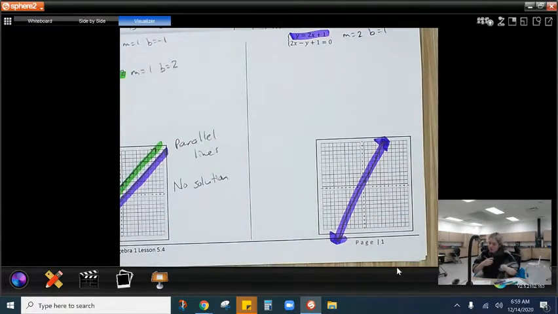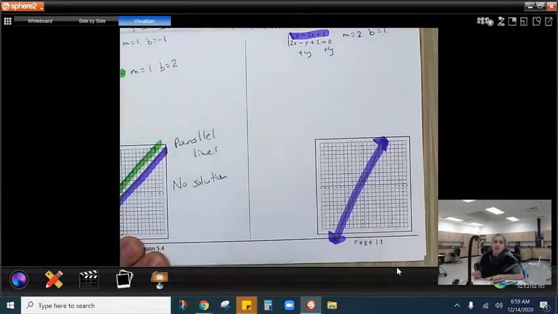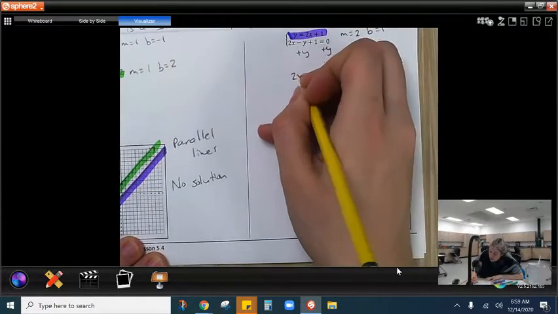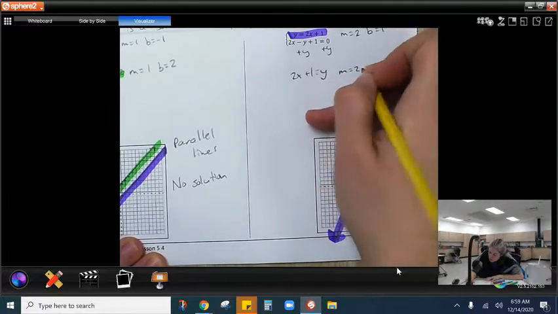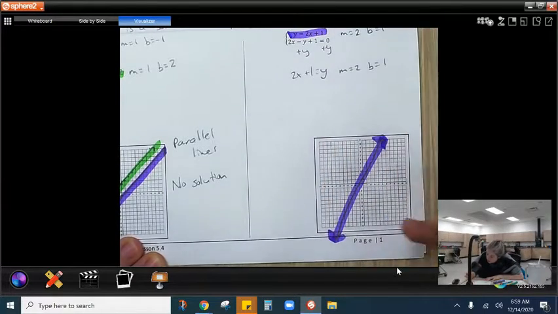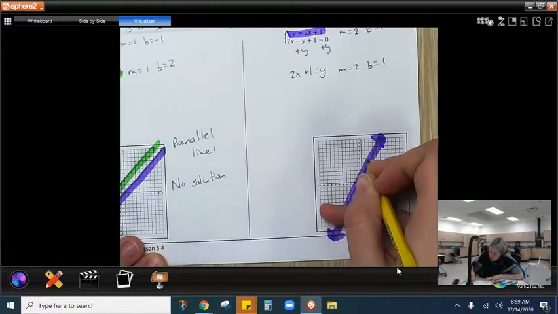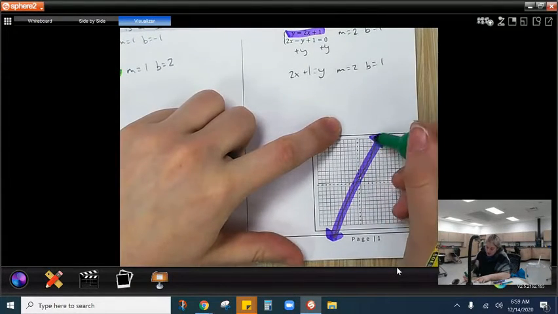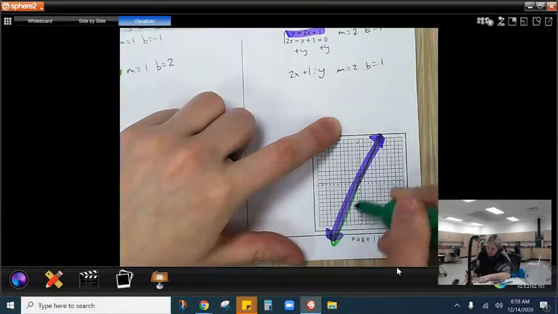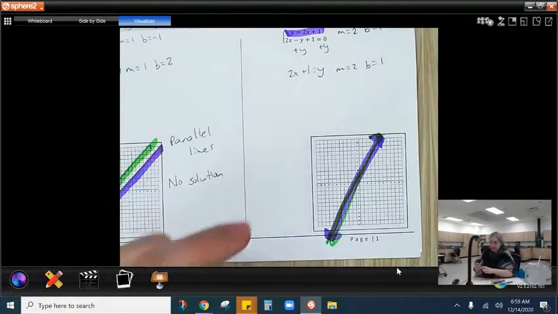All right, the next one, I'm going to add y on both sides because I think that's going to be easier to solve. So we have 2x plus 1 is equal to y. So that means we have a slope of 2 and a y-intercept of 1. So I'm starting here, and I'm going up 2, right 1, up 2, right 1. And you'll notice that those are, in fact, the same line. It's the same line.